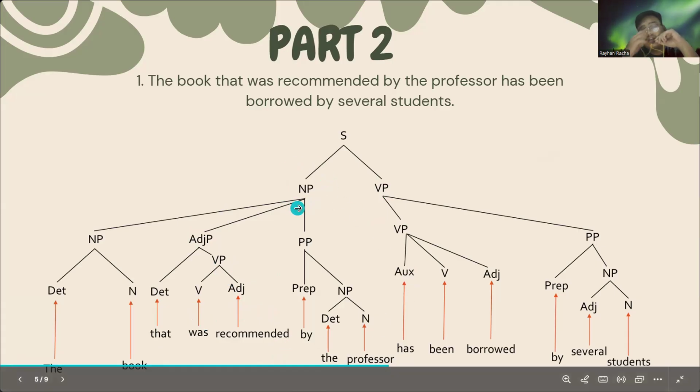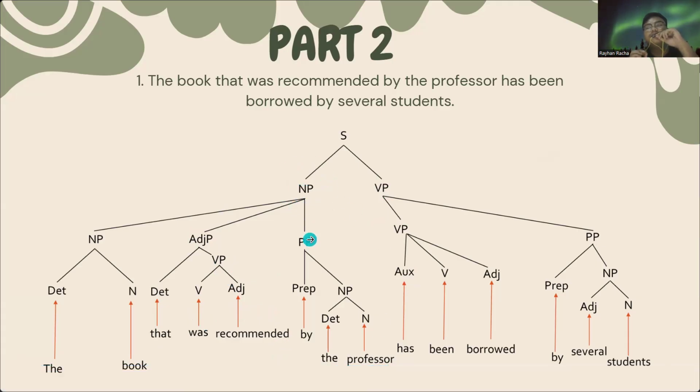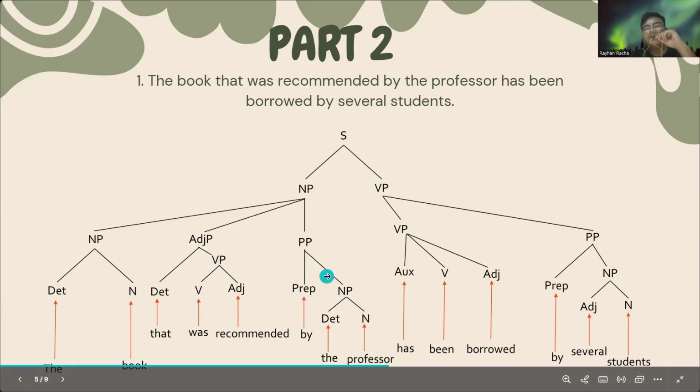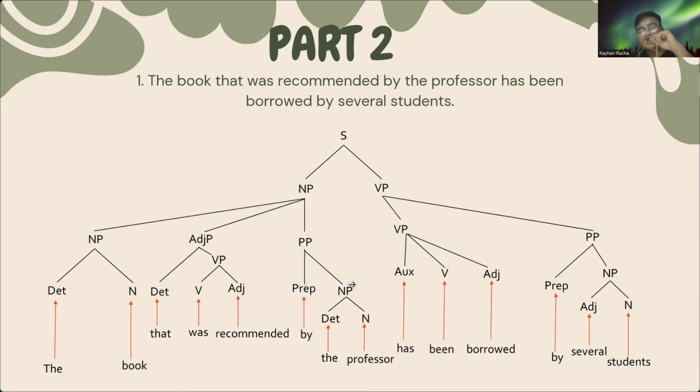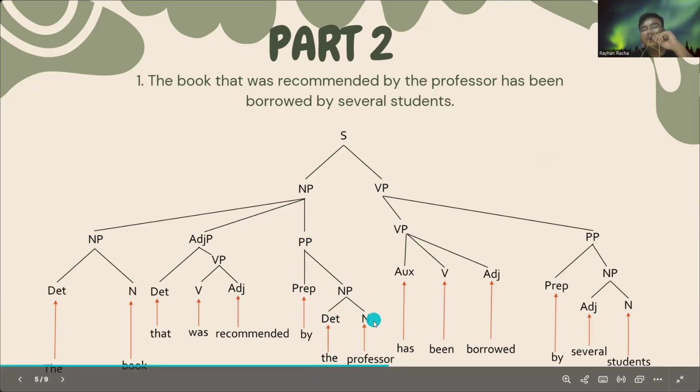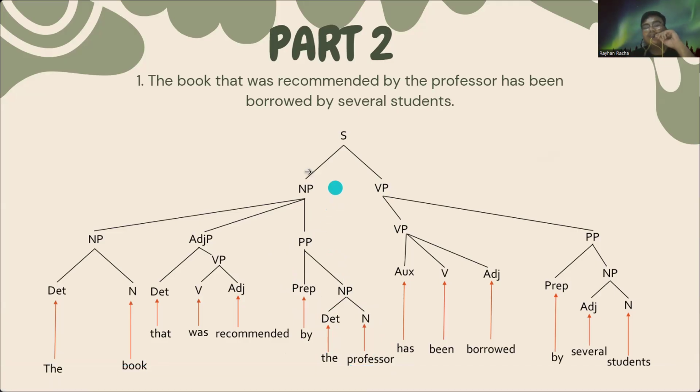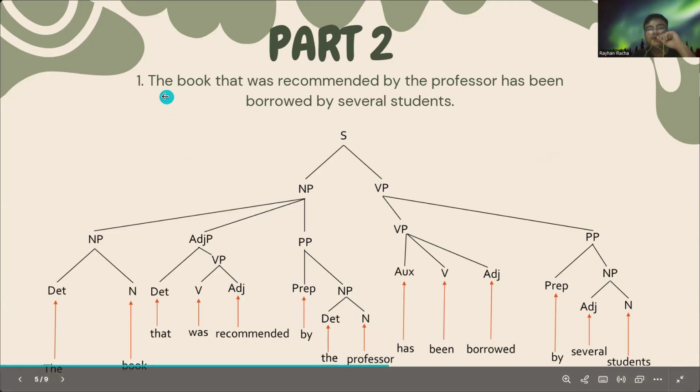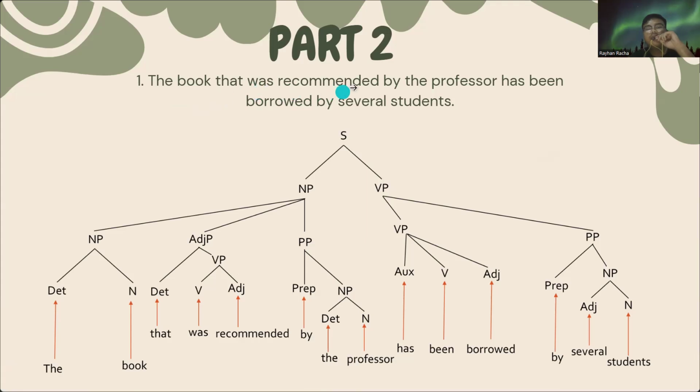So in the first noun phrase, we also have a prepositional phrase, which is a phrase that indicates the location of something. In the prepositional phrase, we can divide that into the preposition, the word "by", and another noun phrase, and that noun phrase we can also divide into a determiner, the word "the", and the noun, the word "professor". So in here we have a noun phrase, which is "the book that was recommended by the professor".